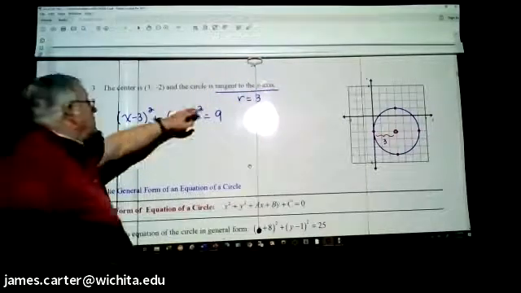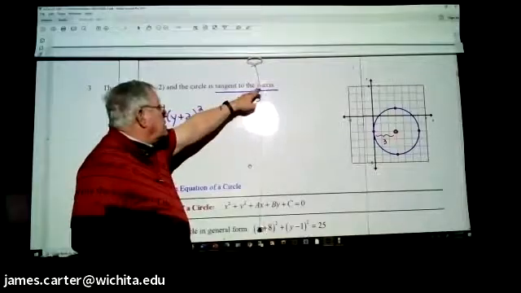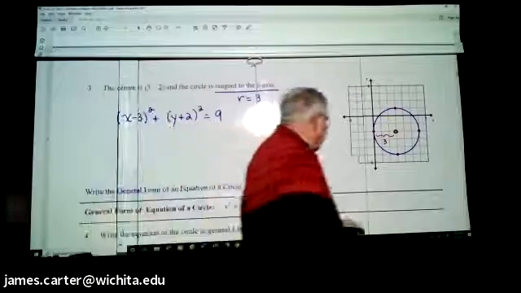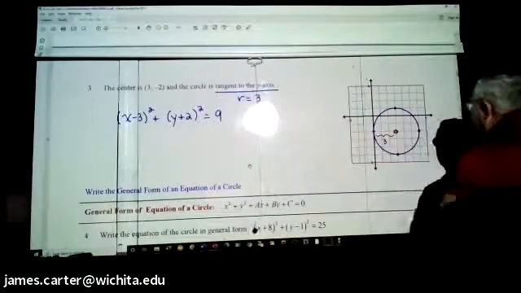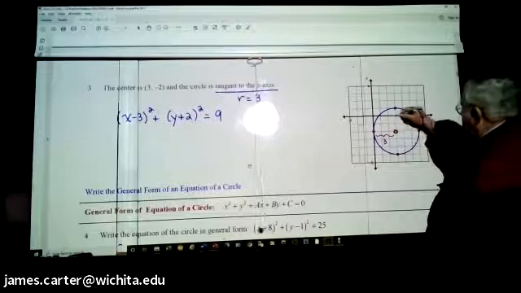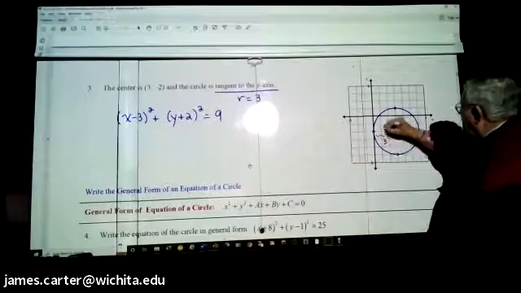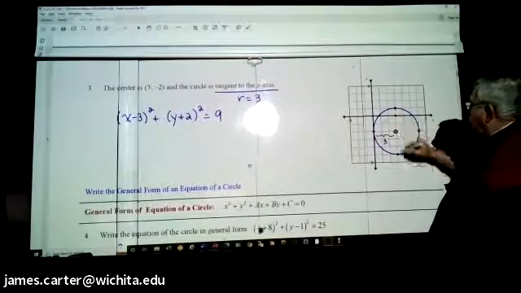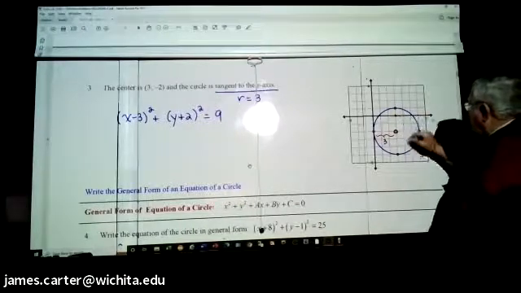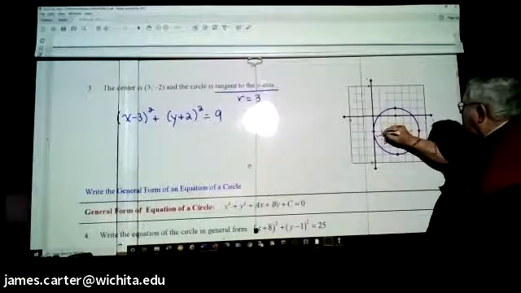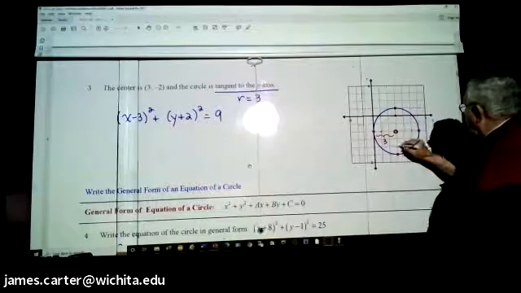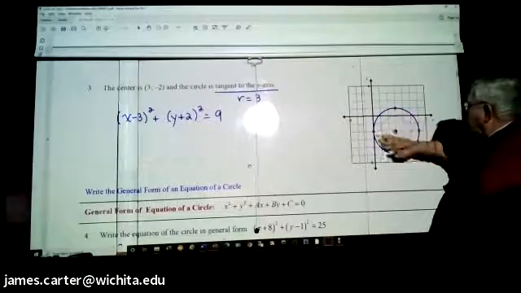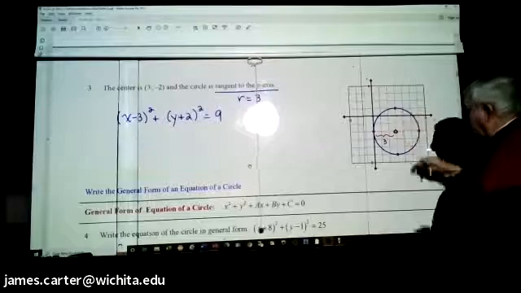If this said tangent to the x-axis, then the circle would have to be like this, and the radius would be 2. Actually, I didn't draw that very well. Like so, if it said x-axis.